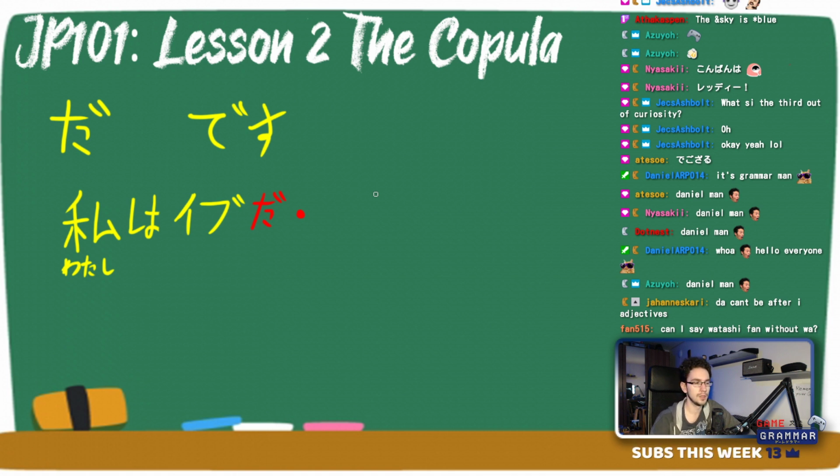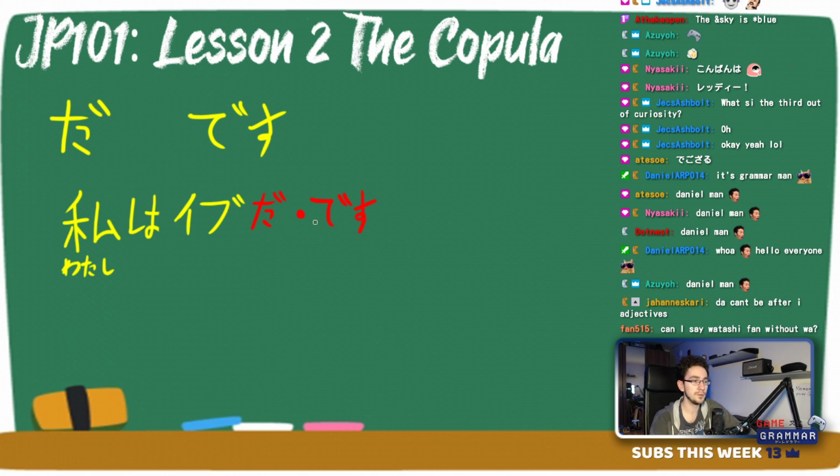So while yes, you could theoretically drop the wa, and particles are dropped all the time in informal contexts, I feel like in that case, if you're already dropping the particle, people likely wouldn't mention the subject or the topic at all. But it depends. So while it's not wrong, yes, you can say watashi fan da. People do it. So fan or Ibu da or Ibu desu.